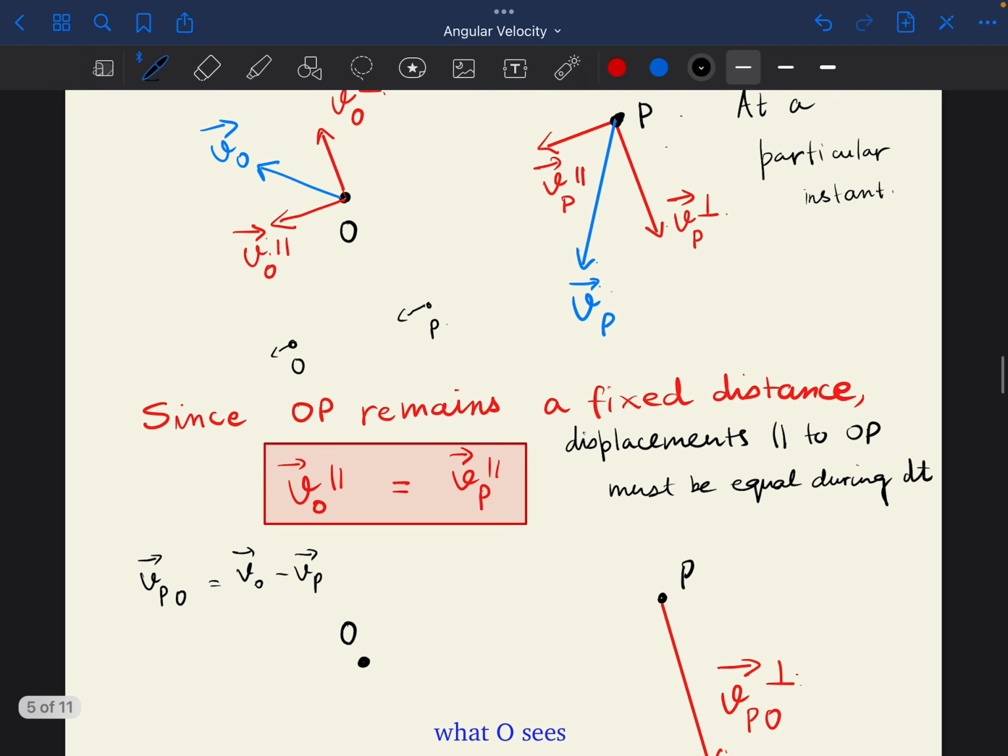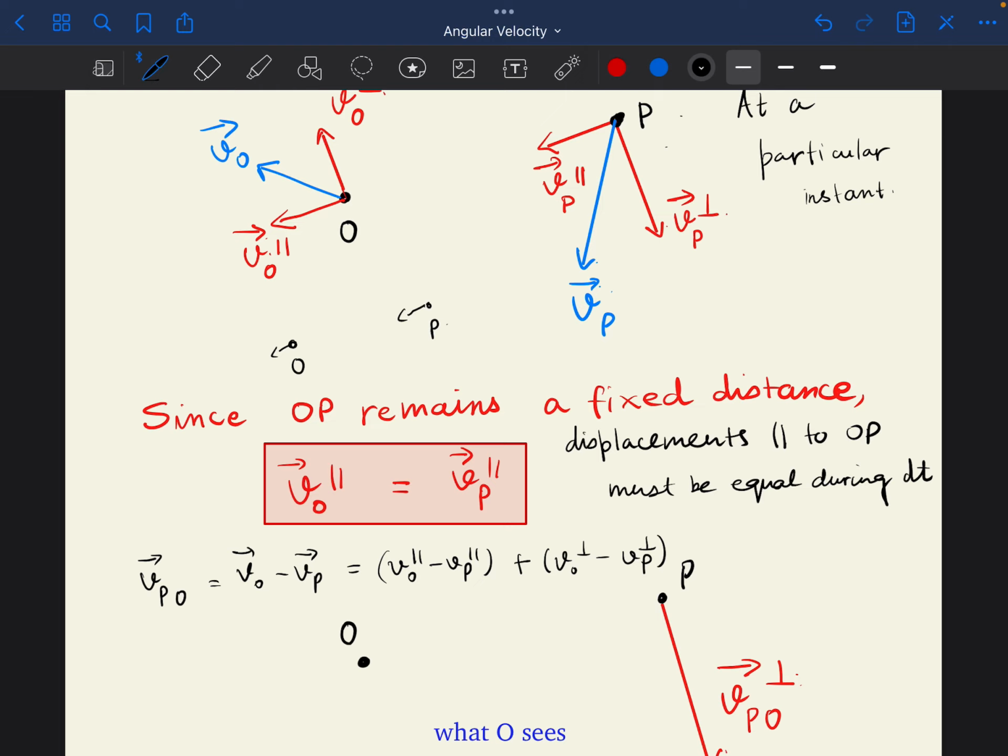So let us go back and compare these two diagrams. This is VO perpendicular, this one over here, and this is VP perpendicular. The parallel components are already equal. So when we subtract the velocity of O from P, we subtract the parallel and perpendicular components separately, right? We can do that. I'll write it quickly because it's not very difficult to understand. The parallel components and perpendicular components are subtracted separately.